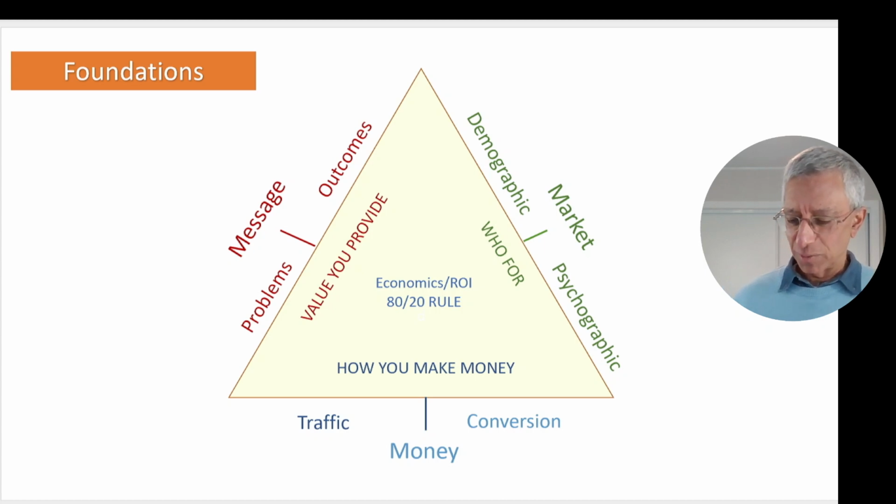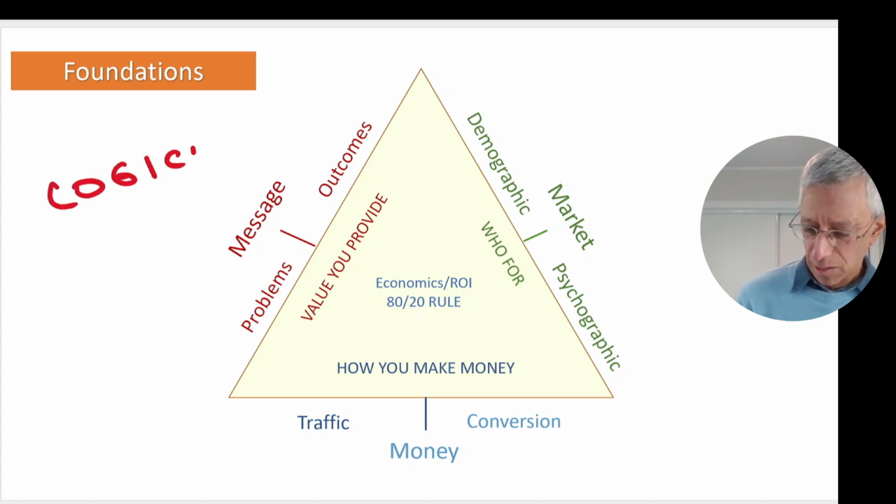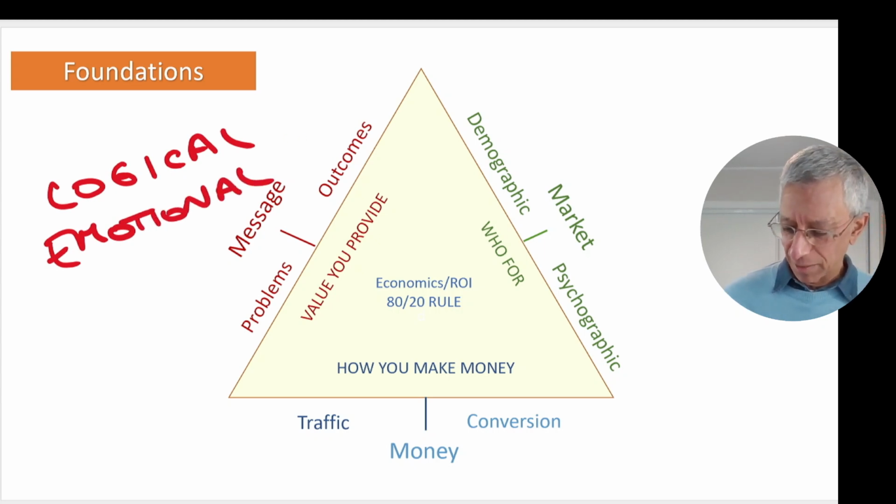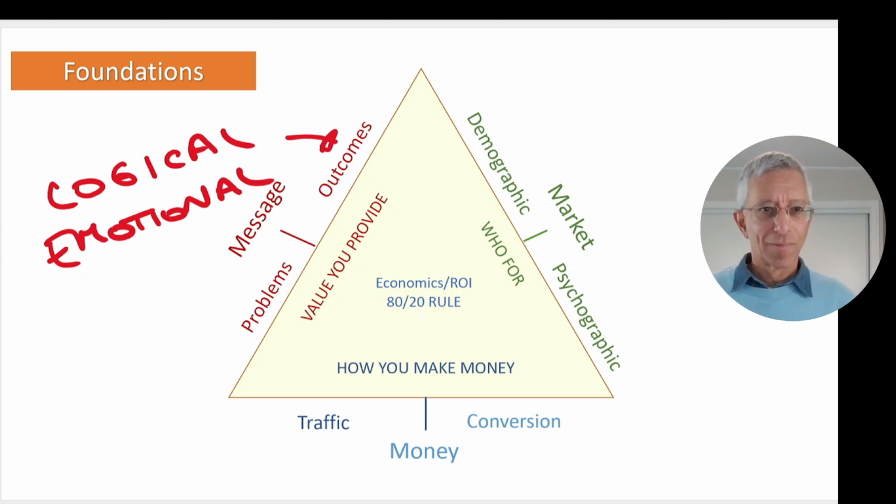Now, interestingly enough, problems come in two forms. They come as logical problems, and they come as emotional problems. And same thing goes for the outcomes. So logical problems means something like, okay, I want to save money. I want to save time. I want to get more efficient. I want to get more effective. I want to increase my productivity. Those are all logical outcomes that can be quantifiable.